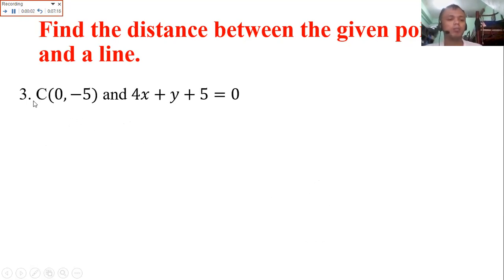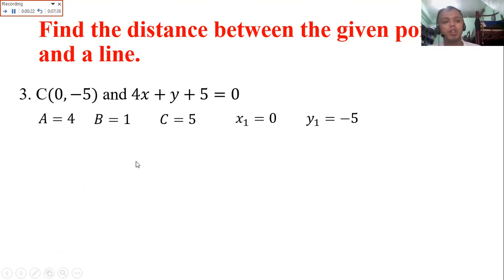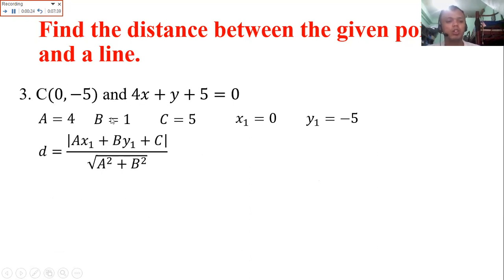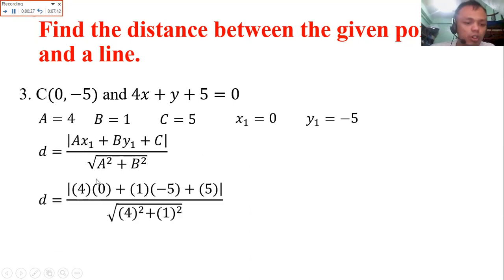Another one, we have point C with the coordinates of 0, negative 5, and a line of 4x plus y plus 5 equal to 0. It is in standard form again, so no need to transpose any of these terms. Just get the values of A, B, and C. Your A is 4, B is 1, C is 5, x of 1 is 0, y of 1 is negative 5. Substitute. Your A is 4 times your x of 1 which is 0, plus your B is 1 times your y of 1 which is negative 5, plus your C is 5, all over the square root of 4 squared plus 1 squared.